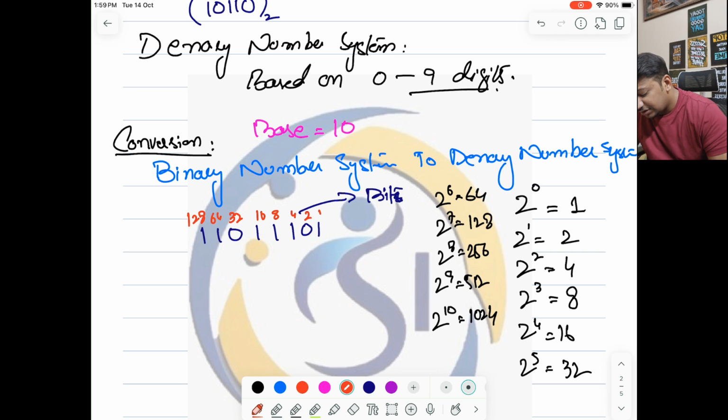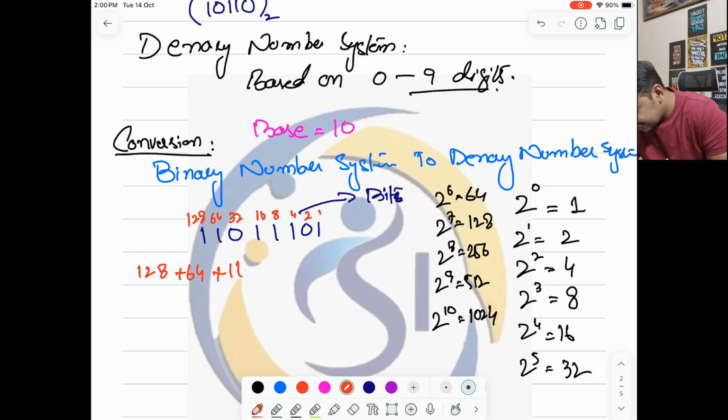So now what we are going to do in that, now you can see that there are 8 bits. And in the binary we know that 0 means off and 1 means on. So I'm going to add only those powers whose bit is 1. Basically I'm going to add only those bits which are on. It means whose value is 1.